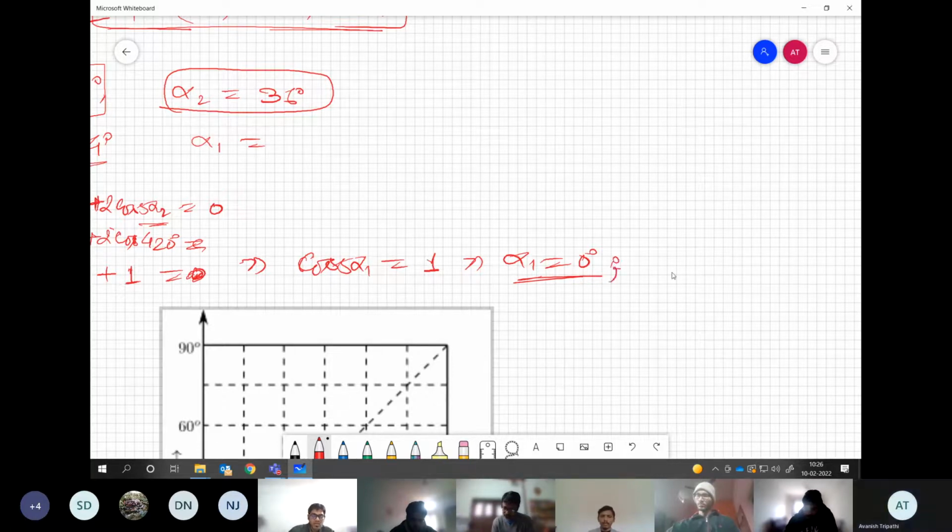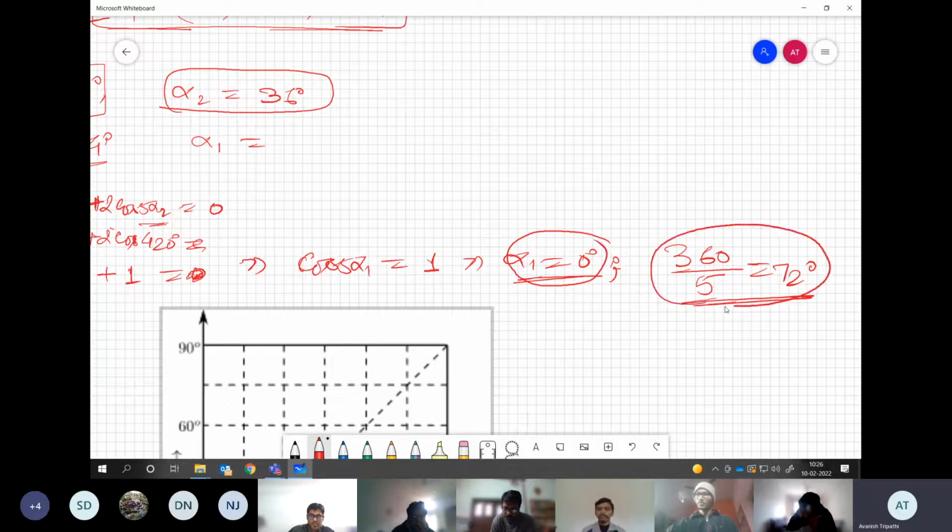So 5 alpha 1 can be 0, 2 pi, 4 pi. 72 degree is there or not? Yes, sir. Correct. So this is the solution, right? We have to see all the feasible solutions which are coming over there. Understanding my point? So you cannot just take one value and say that it doesn't have any solution. This is a valid solution, 0 degree.